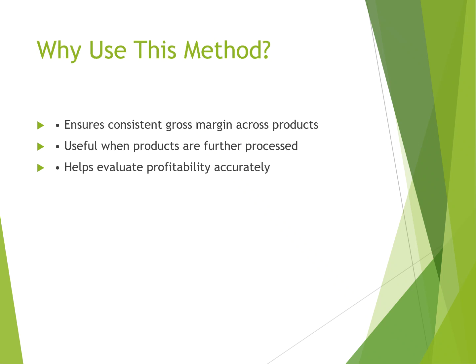The constant gross margin NRV method ensures that all joint products end up with the same gross margin percentage. That makes comparisons easier, prevents misleading profitability, and creates consistency across products. It is especially useful when products are processed even further after the split-off point.